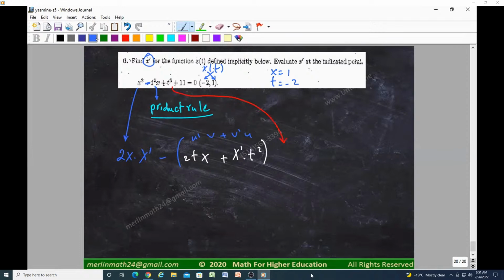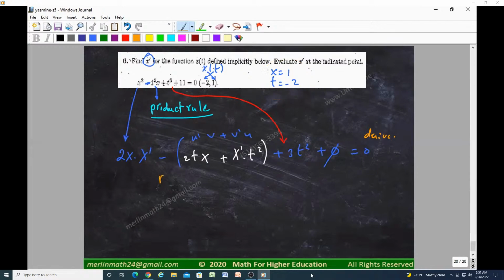Deriving of t cube is 3t squared. Okay, good. The 11 would be 0. I'm clarifying, but no need to write it. Now be careful. If it is 100, the derivative of this is 0 again. So don't write 100, because I have students who write it and forget. You should derive here again. Okay. Anyhow, so we can put numbers now.